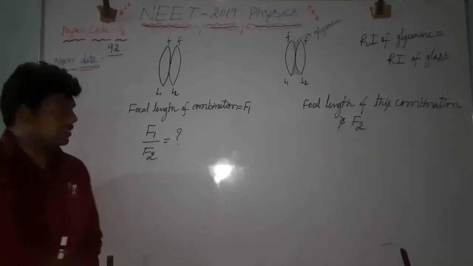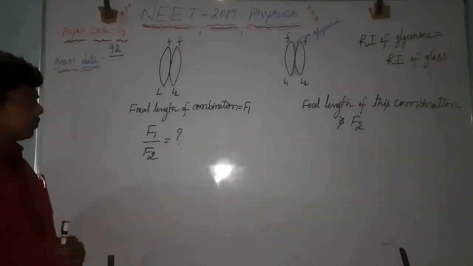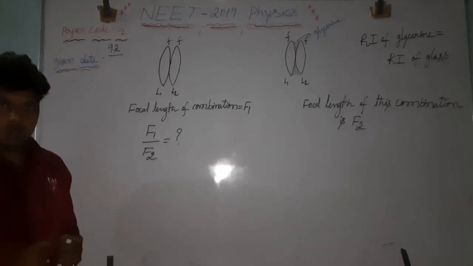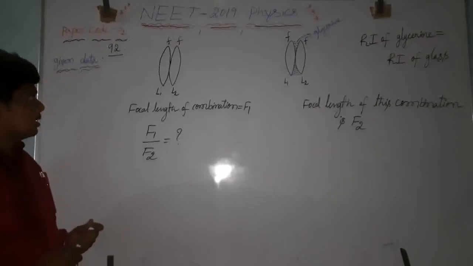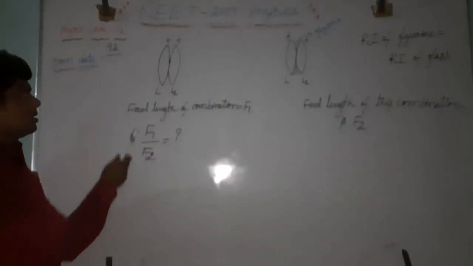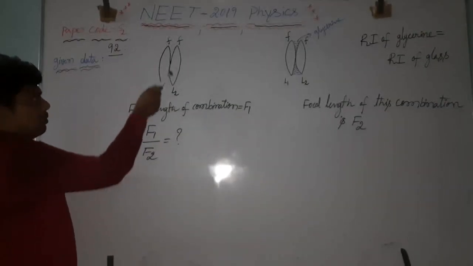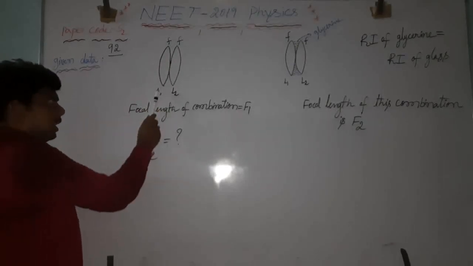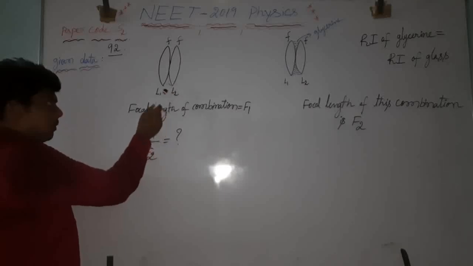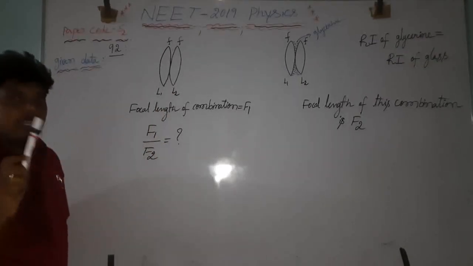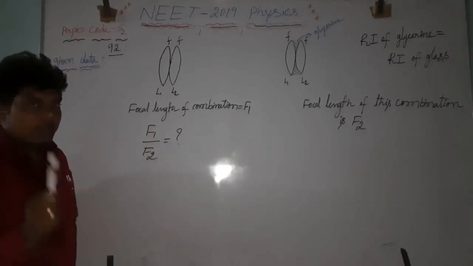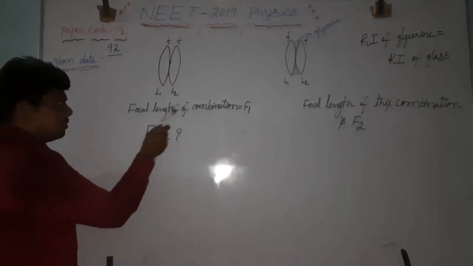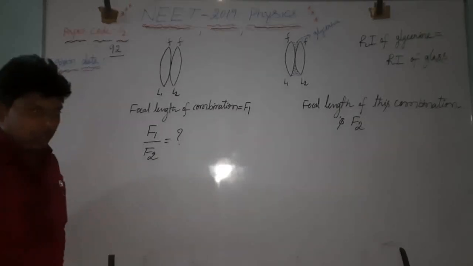Next question is question number 92. The data from the given question is that they have given two lenses which are convex. The focal length of the first lens is f. The focal length of the second lens is small f. Lens 1, lens 2. They have given two equiconvex lenses, which have the same focal length. The focal length of this combination is given by f1.